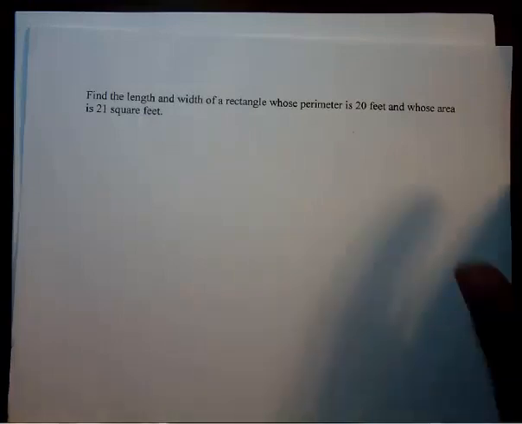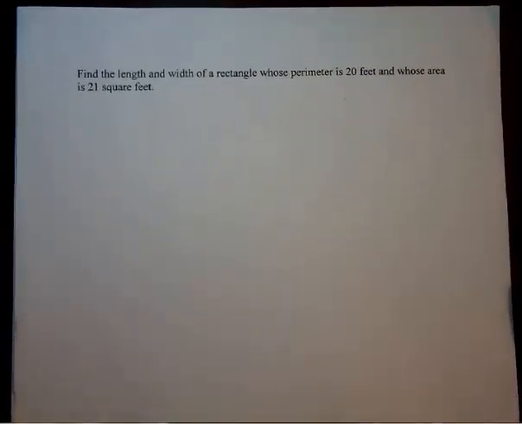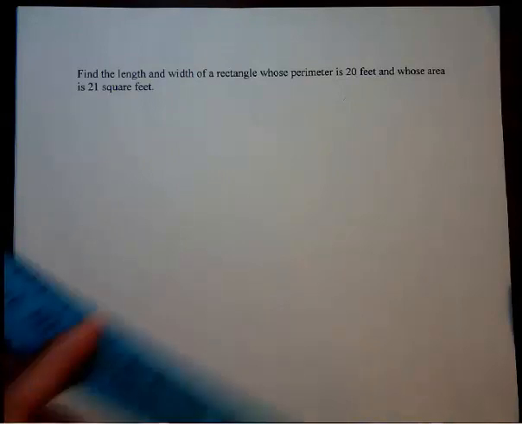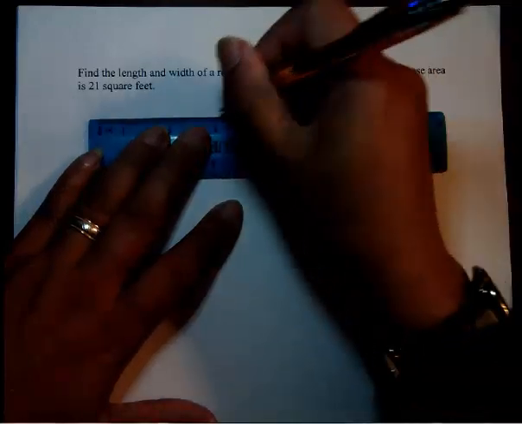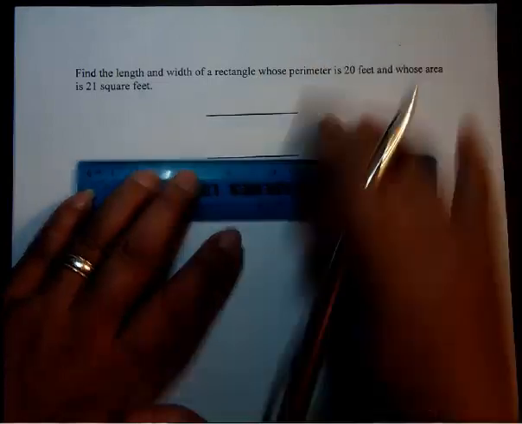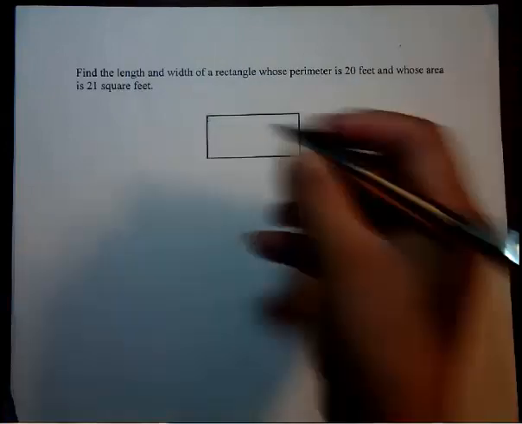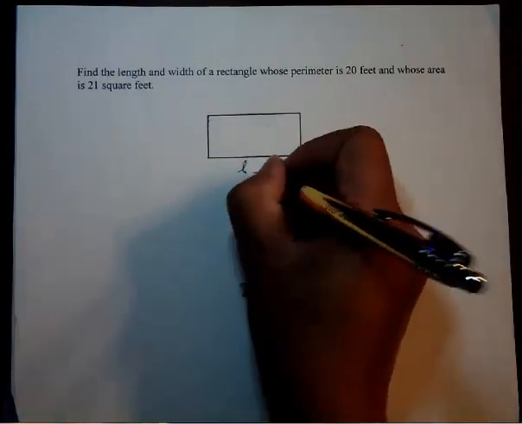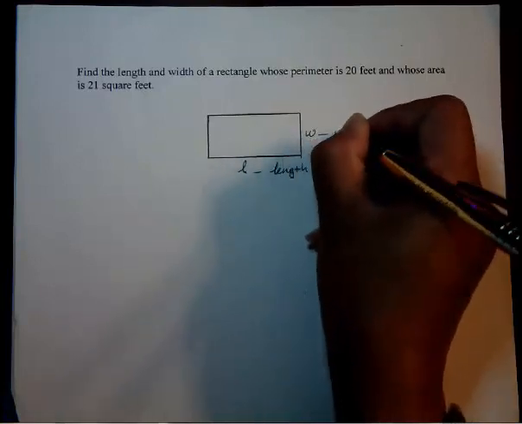It's an application. We are going to find the length and the width of a rectangle whose perimeter is 20 feet and area is 21 square feet. When you solve a word problem, sometimes it helps to draw a picture to help us understand the relation. So you have a rectangle, and let L represent the length, and W represent the width.